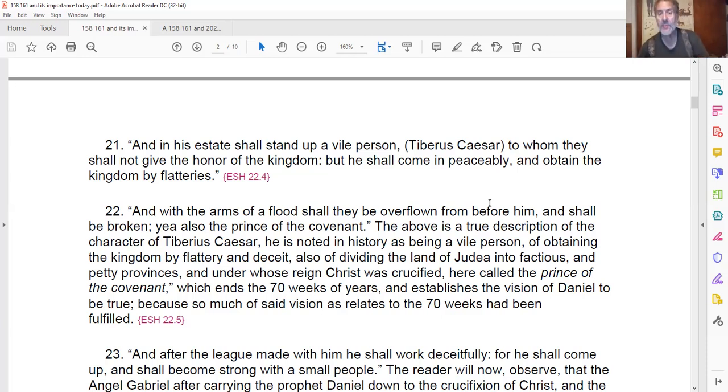Augustus was when Christ was born. I believe we would find that Tiberius is when Christ's ministry was on the earth. Yeah.